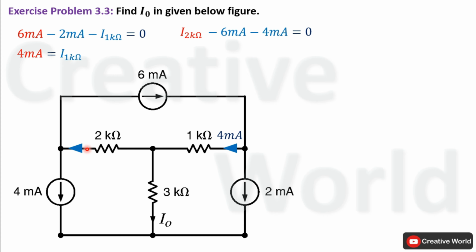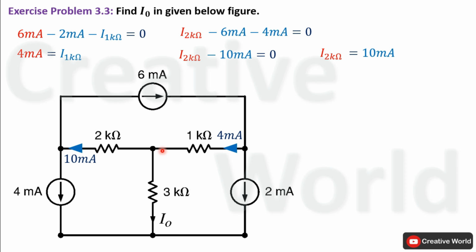On this node only one current is entering, that is the current through this 2 kilo ohm resistance. It is taken with positive sign while leaving currents are taken with negative signs, 6 milliampere and 4 milliampere. Now sum up these two currents and place them on the other hand side of equal to calculate the value of current through this 2 kilo ohm resistance, that will become 10 milliampere. So 10 milliampere current is passing through this 2 kilo ohm resistance and it is entering towards this node.